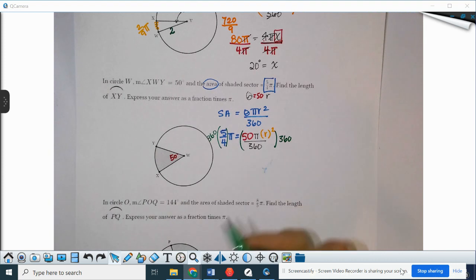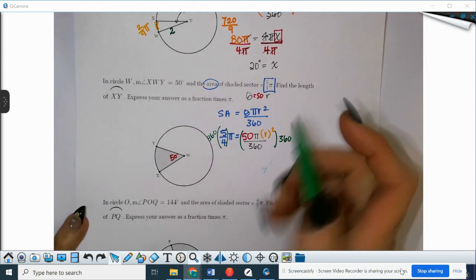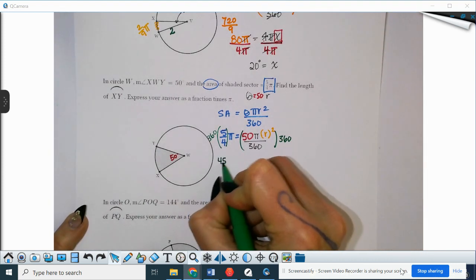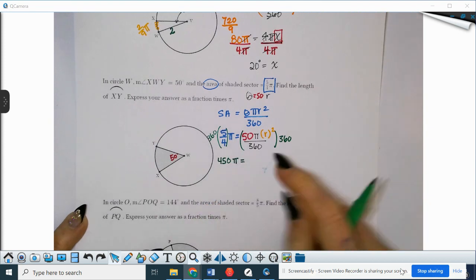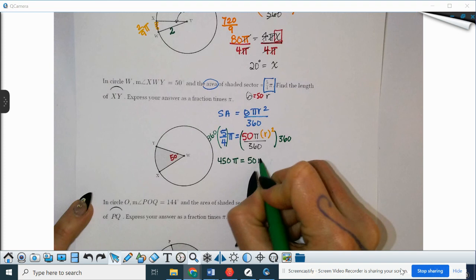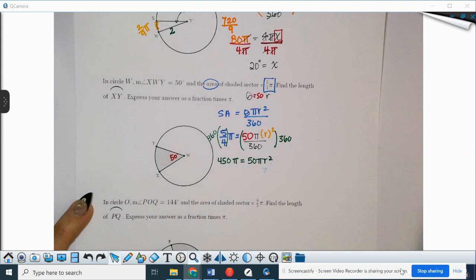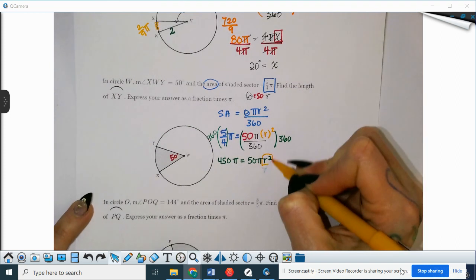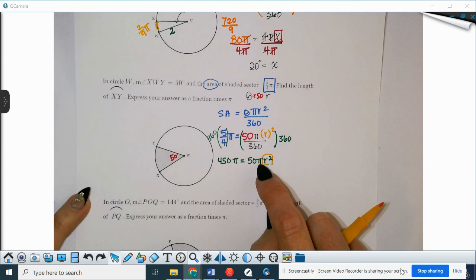That's going to give us 450. That was 1800 divided by 4. So 450 pi equals 50 pi r squared. You're trying to get r squared by itself, and that's 50 times pi times r squared.